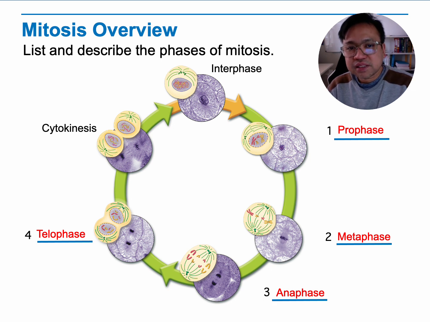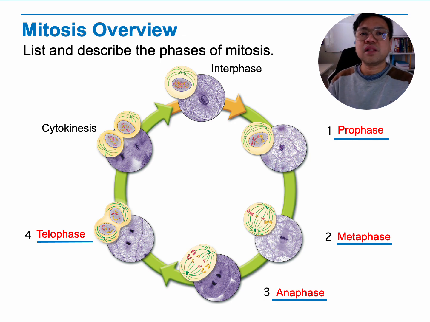In animal cells, the cytoplasm is divided by pinching the cell membrane inward, forming two identical daughter cells. In plant cells, a cell plate forms and develops into a new cell wall, separating the two daughter cells. With this review, we can see how the process of mitosis ensures the accurate and organized division of genetic material, maintaining the continuity of life.